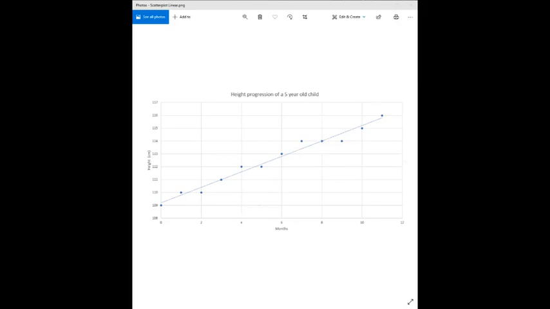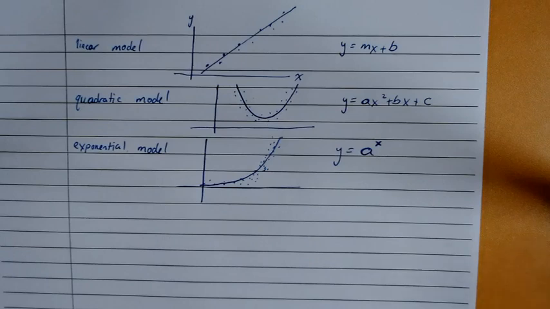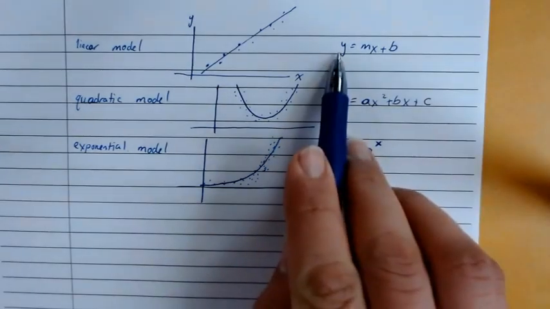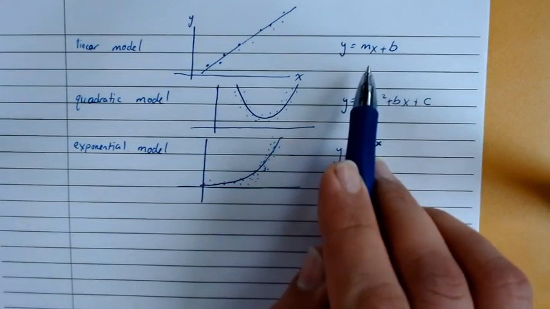Note that in this section, we're not really concerned with creating the equations. We're simply concerned with describing them, what the properties are, what they look like, and the type of equation that would model them. And for this particular model, you would have something that looks like y equals mx plus b.